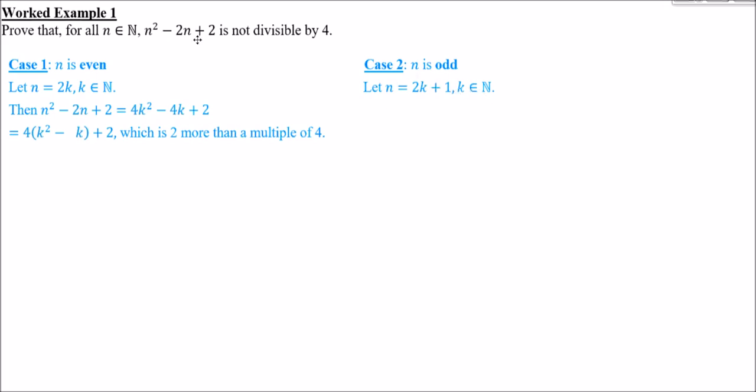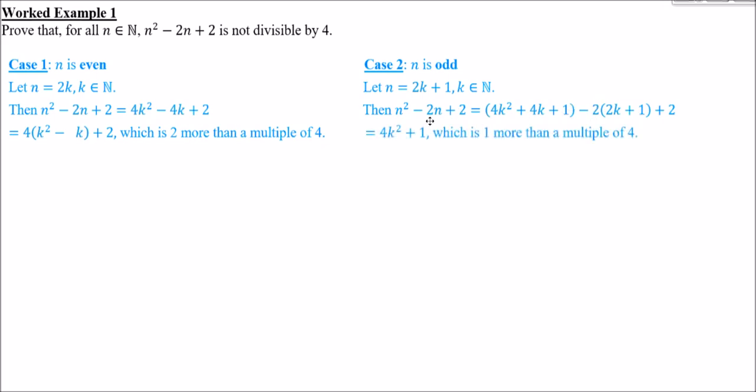So if I sub this in for n, then n squared minus 2n plus 2 becomes 4k squared plus 4k plus 1, that's the n squared, minus 2n is minus 2 lots of 2k plus 1, and then the plus 2, of course, is plus 2. That simplifies right down to 4k squared plus 1, because that 4k cancels, that 1 cancels, well, the minus 2 and plus 2 cancel, so let's get the plus 1.